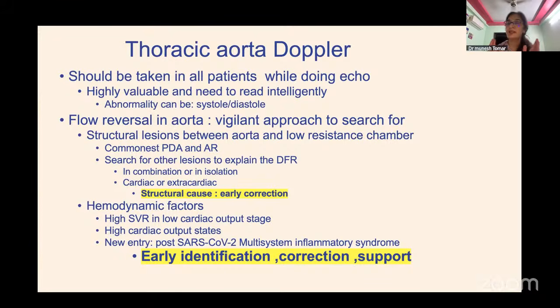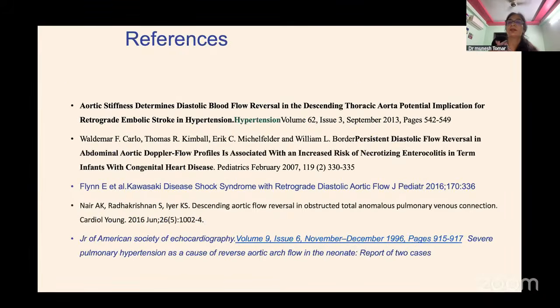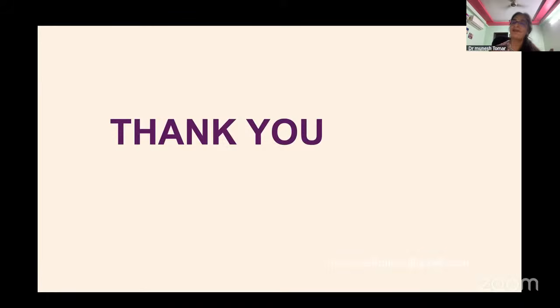You have to be very vigilant when you find a diastolic flow reversal in the aorta. So a simple pulse wave Doppler across the descending thoracic aorta will tell you a lot of things, and I feel it should be looked at in all patients, for whatever the indication of the echocardiography. Thank you.